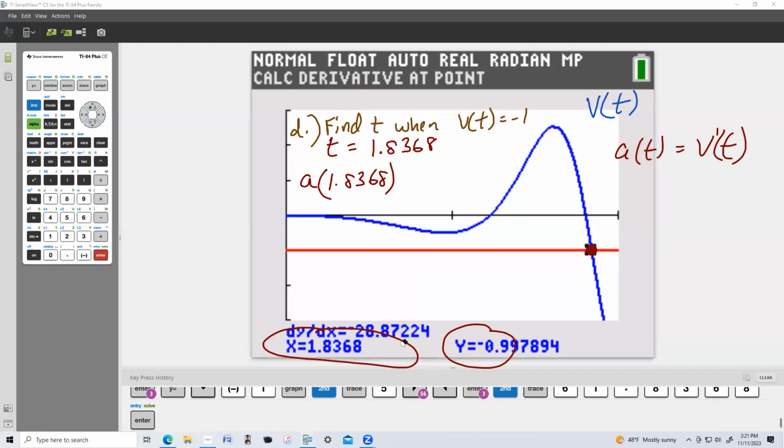And mine's partially obscured right here, so we'll write it down. The derivative here is -28.8722. So look at all the good information that the calculator gives you. X is time, so at a time of 1.8368, the velocity is y, -0.9978. And the derivative, which is the acceleration, is -28.8722. Since the sign of the derivative and the sign of the velocity are both negative, that would mean the bug is speeding up at that time, just as an FYI.